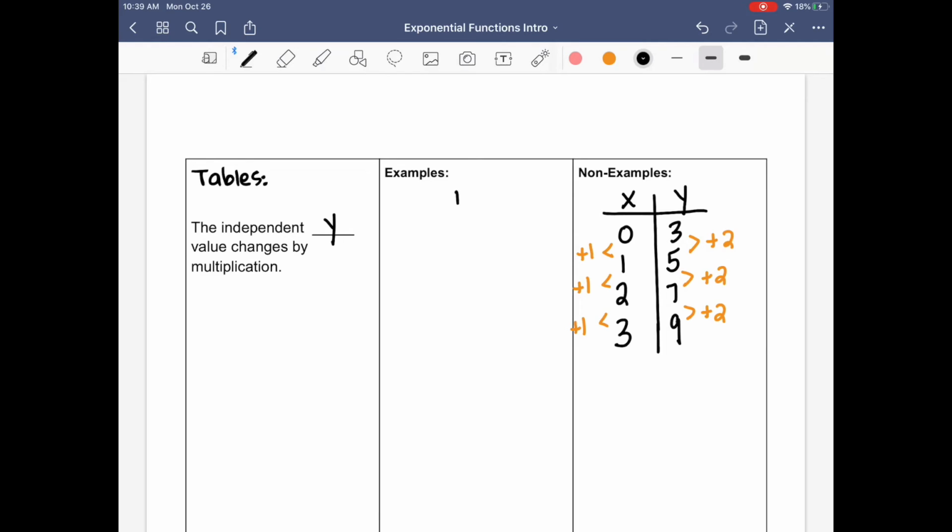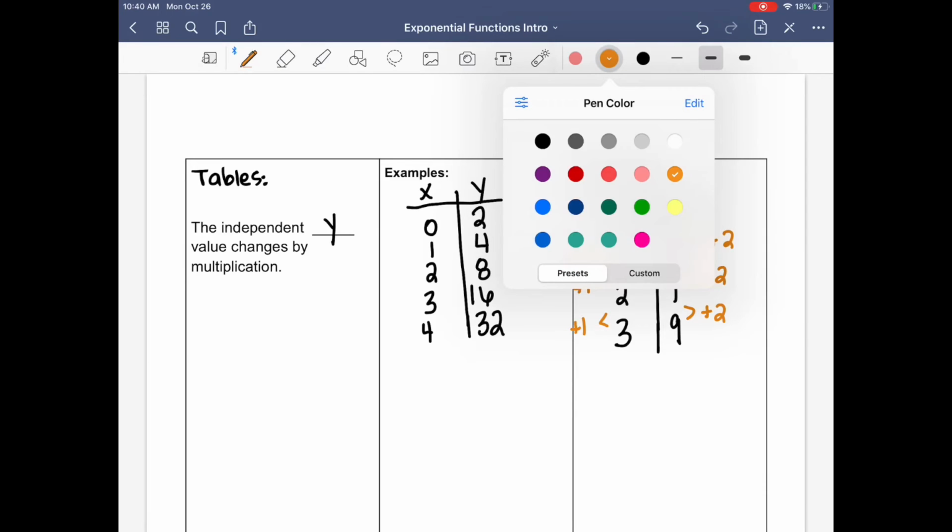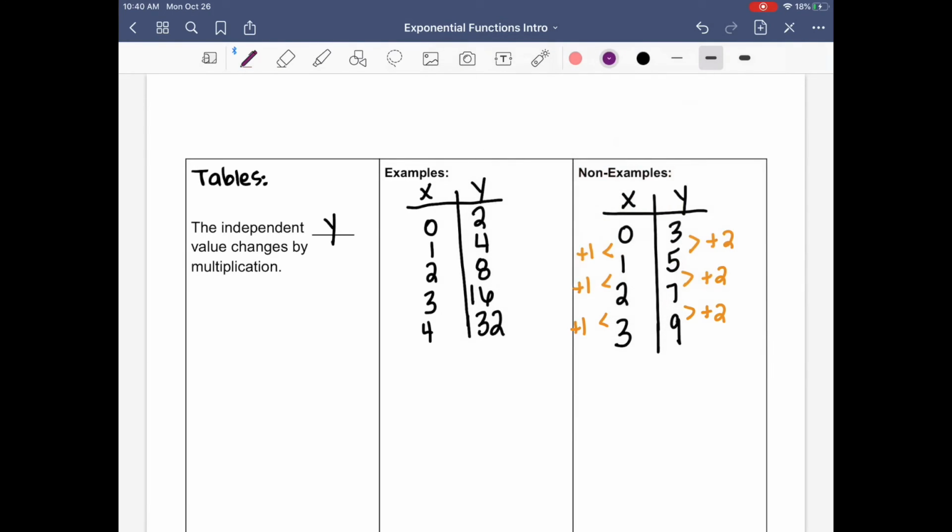So let's look at this particular example here. As I'm looking at this example, I can see that we are going to be changing by multiplication. The reason I know it's by multiplication is because from 2 to 4, I would have to multiply by 2. Now, if I were adding, I would add 2, but to get from 4 to 8, I couldn't add 2. So I would be multiplying by 2 each time. So multiplication is going to represent an exponential function.